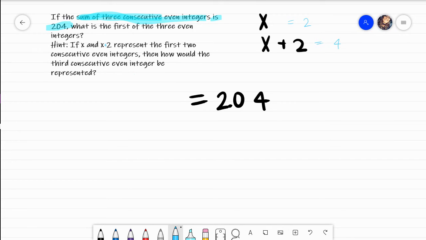And then how would I go from there to the next even integer? Well, I would still keep my x, which is 2, but I am going to add 4 to it. And so I get 2 plus 4 equals 6. So do you see how I go to each even integer, 2, 4, 6? And what I did was I used what they gave me. The first one is x. The second one I added 2 because they're each the next even integer.